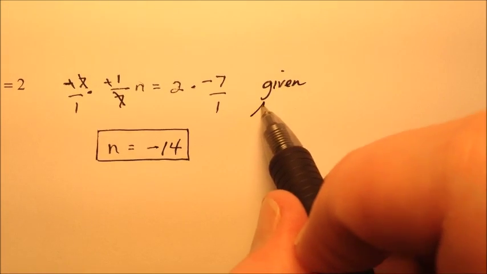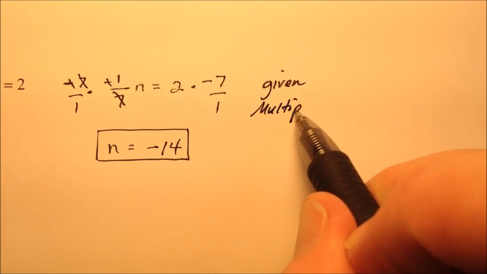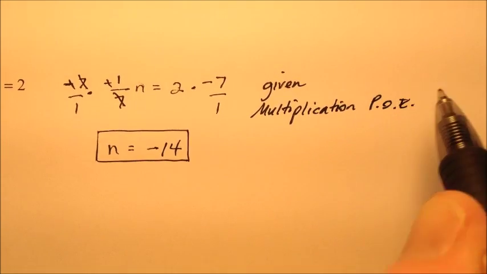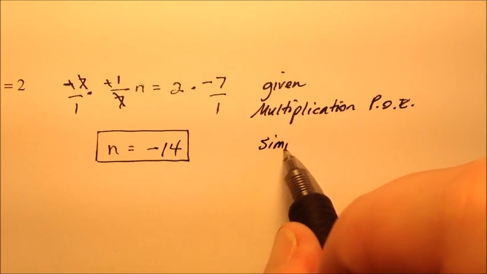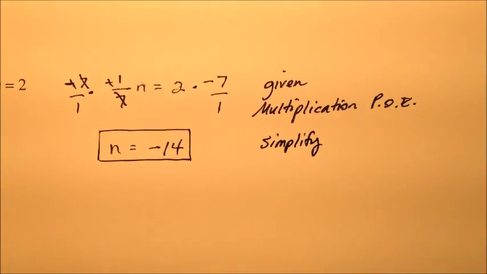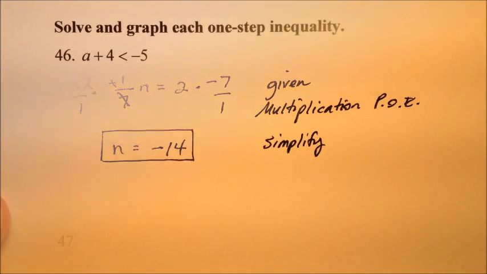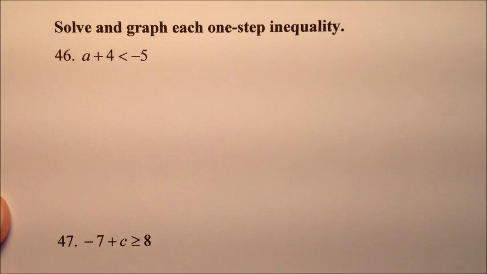And we have given. And like we've been doing, actually all these examples here except the first one were the multiplication property of equality. And then simplify. So there's the solution for number 45, n equals negative 14. As we're continuing along, the next little bit, 46 through 50, says to solve and graph each one-step inequality.